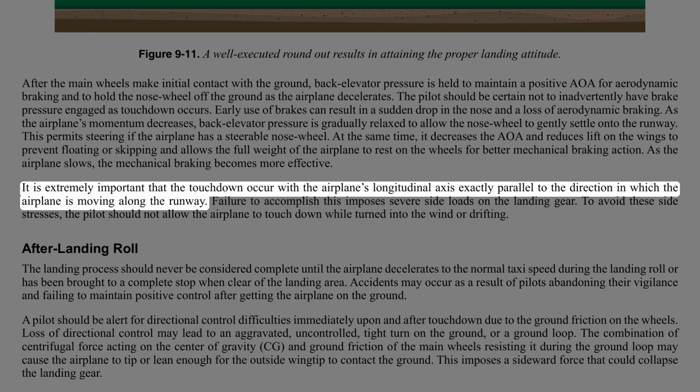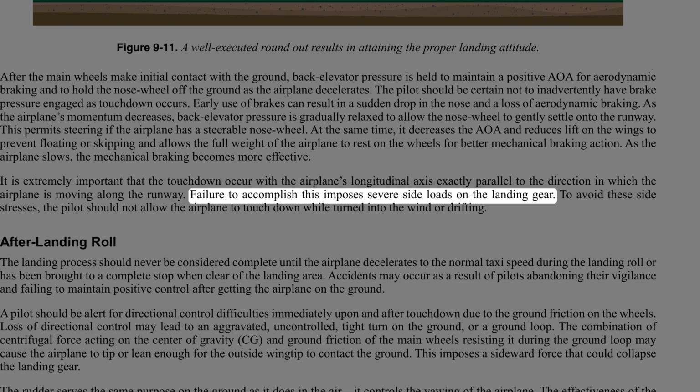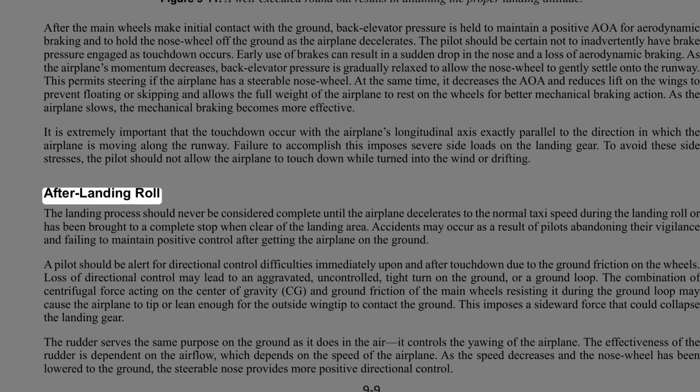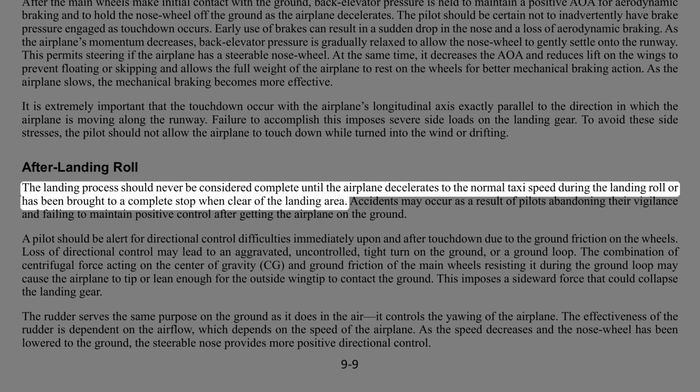It is extremely important that the touchdown occur with the airplane's longitudinal axis exactly parallel to the direction in which the airplane is moving along the runway. Failure to accomplish this imposes severe side loads on the landing gear. To avoid these side stresses, the pilot should not allow the airplane to touch down while turned into the wind or drifting. After landing roll, the landing process should never be considered complete until the airplane decelerates to the normal taxi speed during the landing roll or has been brought to a complete stop when clear of the landing area.